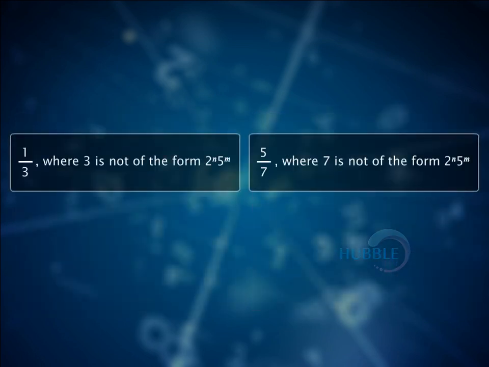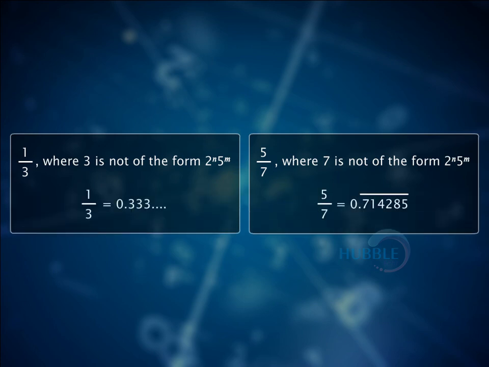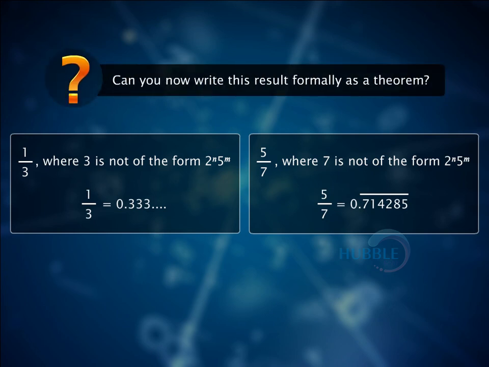To know this, let's consider two rational numbers where the denominators are not of the form 2 power n times 5 power m. As you can see, the decimal expansion of these rational numbers is non-terminating, repeating. Can you now write this result formally as a theorem?